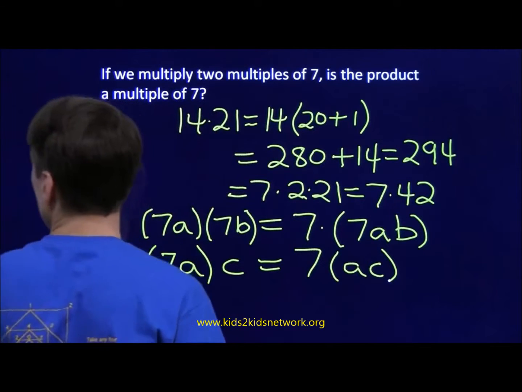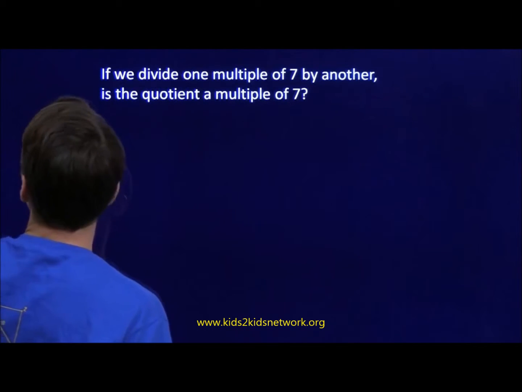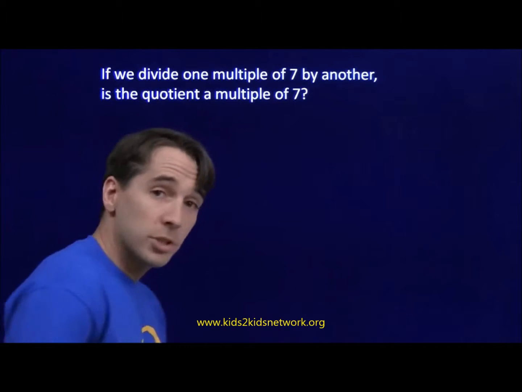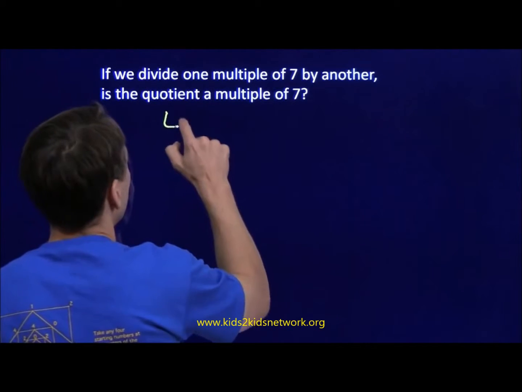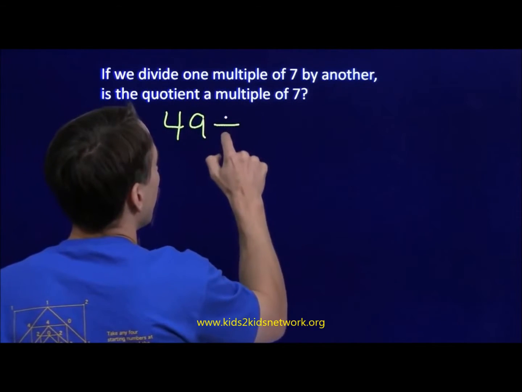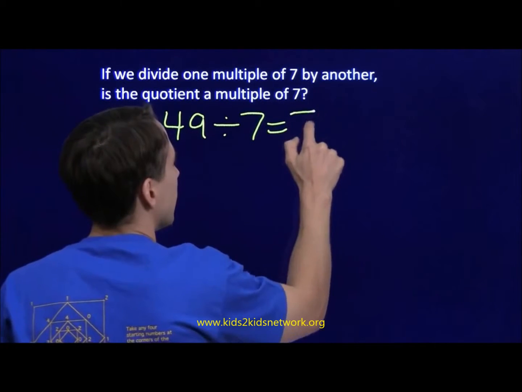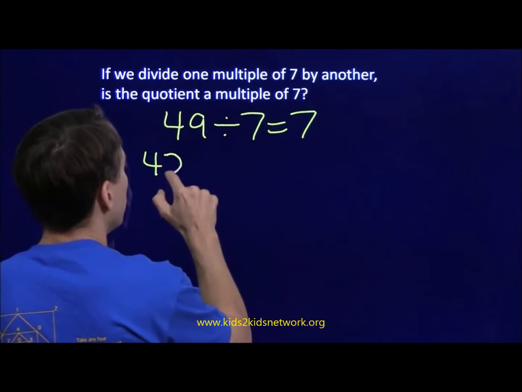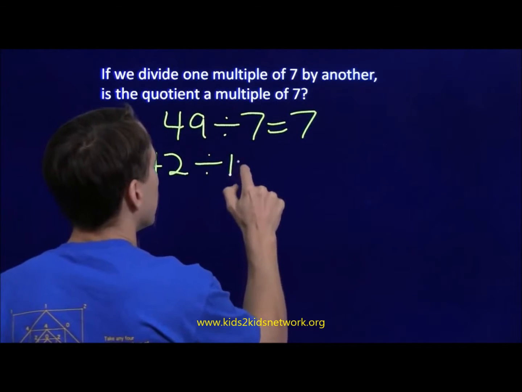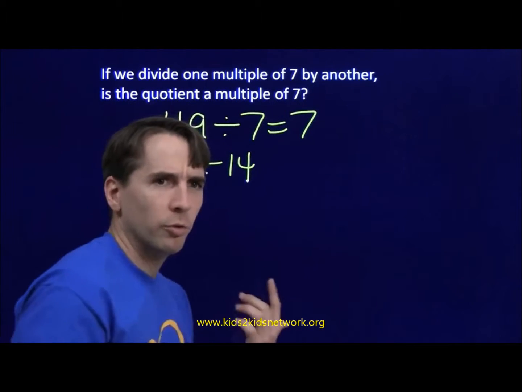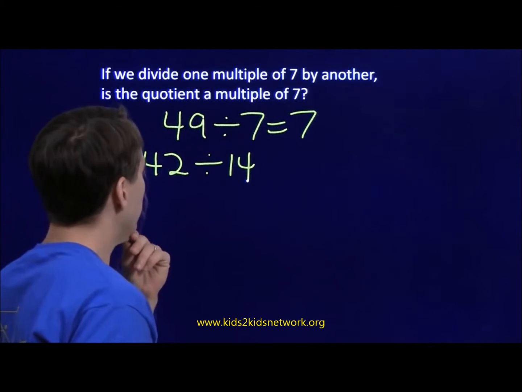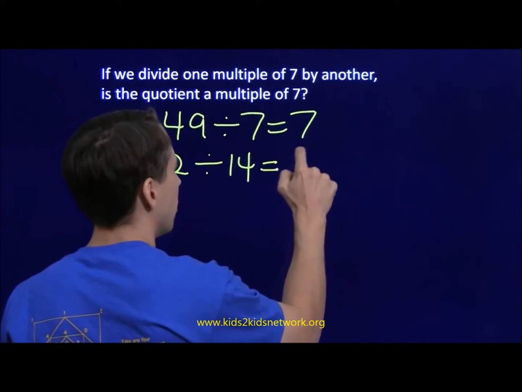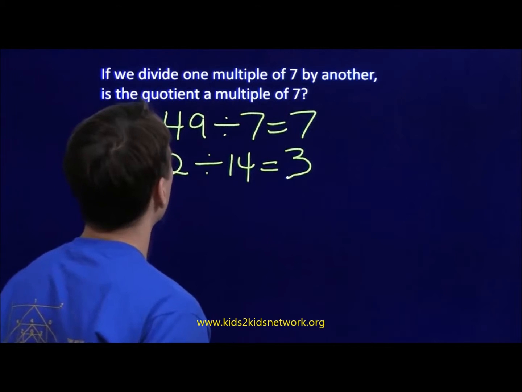You know what's next? We have division. All right, we'll start with an example. 49 divided by 7. That's 7. Okay, that's good enough. Let's go on to, let's see, 42 divided by 14. 42 is 14 times 3 divided by 14. That's just 3.